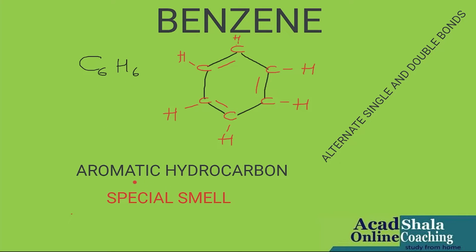And it is also known as an aromatic hydrocarbon. Children, if in the exam they say draw the cyclic structure of aromatic hydrocarbons, you can draw it for benzene because it is an aromatic hydrocarbon. And the meaning of aromatic is aroma. Aroma means a smell, a special smell.